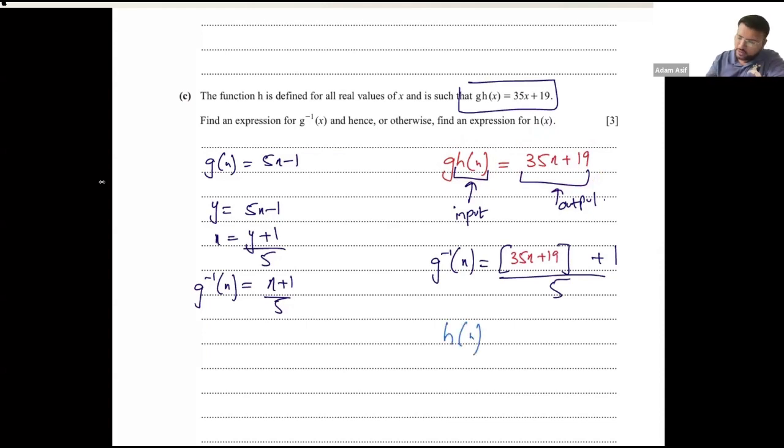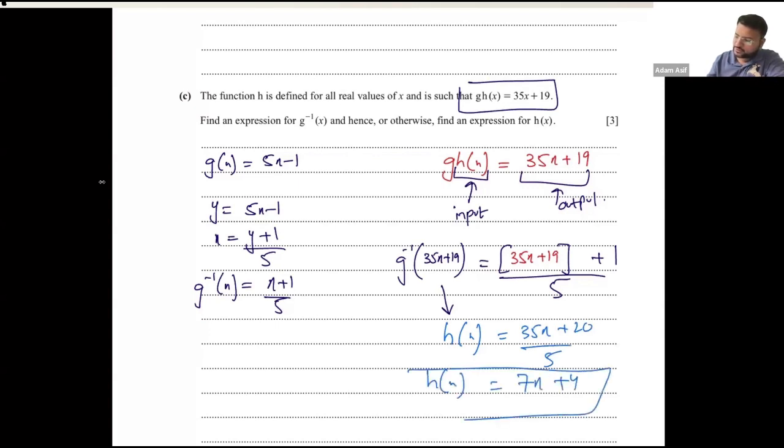बात समझ में आ रही है? अगर यहाँ पे g inverse के function में x की जगह if I plug in 35x plus 19 as the input, I'm going to get h of x. 35x plus 20 divided by 5, that is 7x plus 4. So h of x क्या आ जाएगा, 7x plus 4.